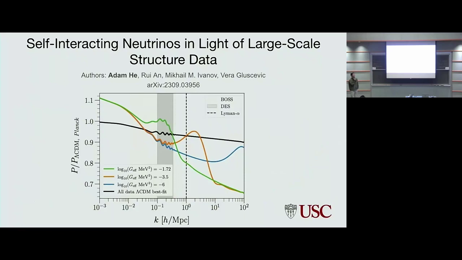We looked at this really interesting self-interacting neutrino model and analyzed it with a combination of CMB and large-scale structure data. And we found that after you analyze it with all that data, it actually gives this interesting 5 sigma preference for this model over lambda CDM. Please come talk to me more about that if you want to learn more.